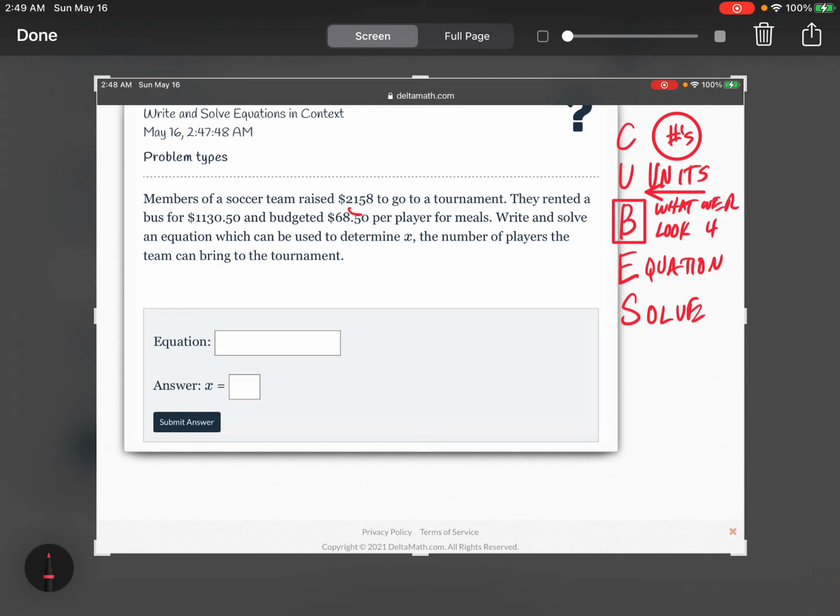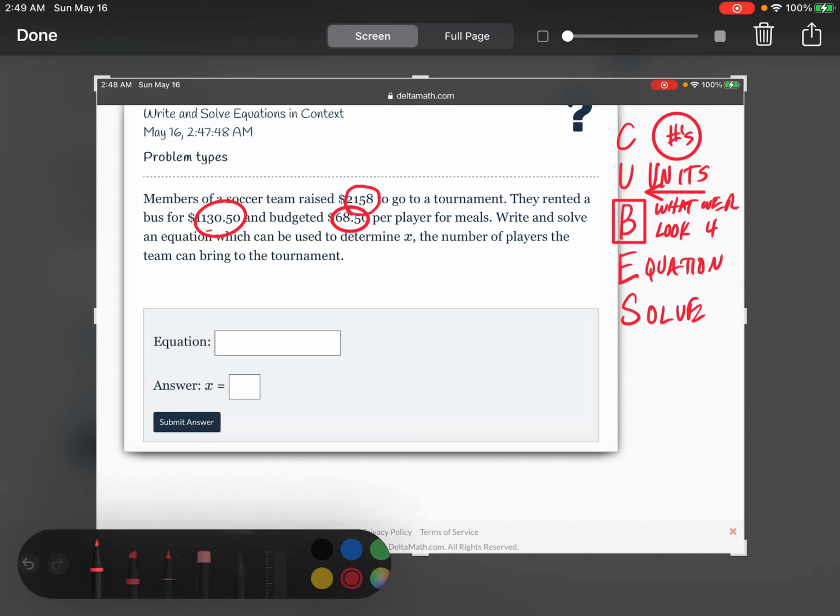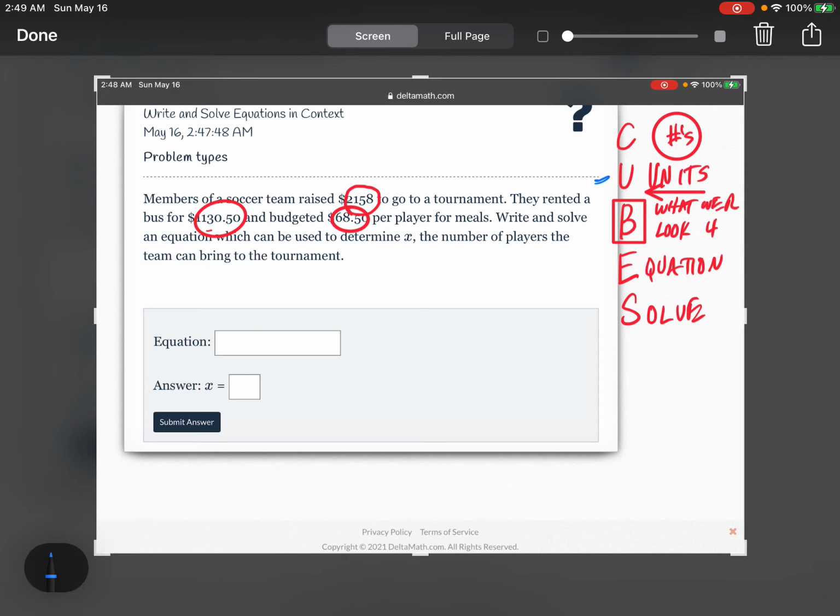So the number is 2158. I'm going to circle that. And then the next number is $1,130.50. So I'm going to circle that, and then the next number is 68.50. I'm going to circle that number too. Now, the units are, I'm going to put in blue, the units are dollars, and this last one is dollars per player.